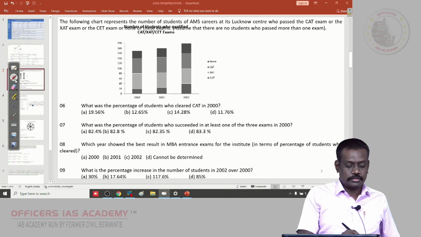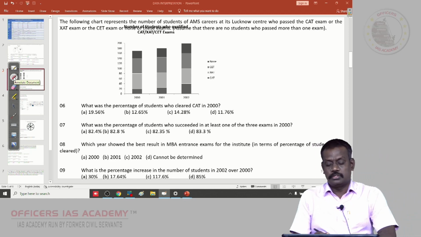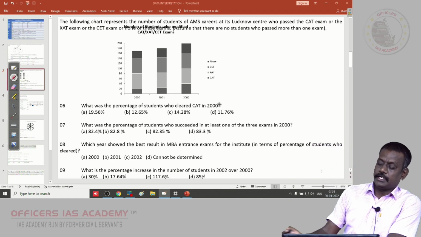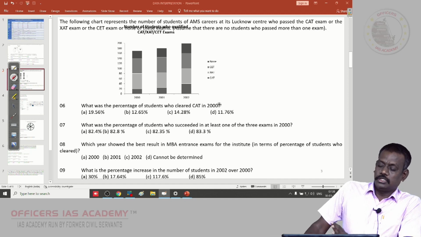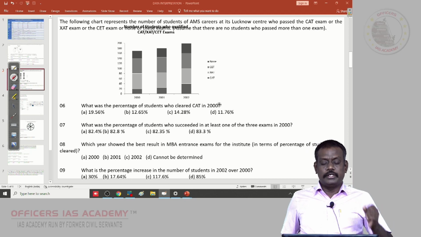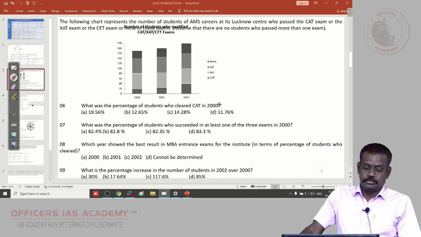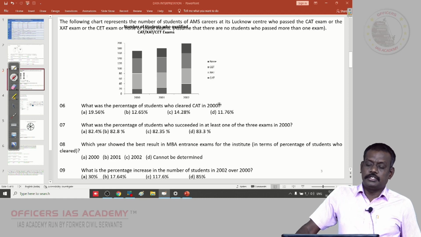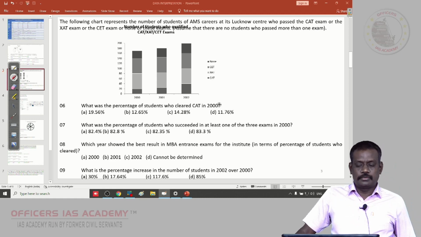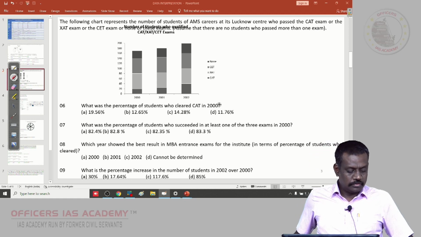Got the answer, children? So shall we solve it? So please listen, it is given what was the percentage of students who cleared CAT in 2000. So here in this question they have given about the number of students who have cleared the CAT exam, ZAT exam and SET exam as well as none of this. Okay, they have given it in a bar chart. Good Tejaswini, very good Manasa, good mom.